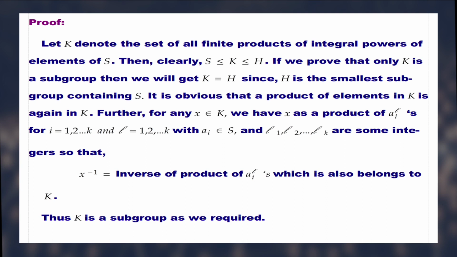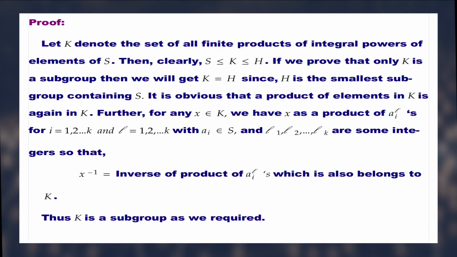If we prove that K is a subgroup, then we will get K is equal to H, since H is the smallest subgroup containing S. It is obvious that a product of elements in K is again in K.